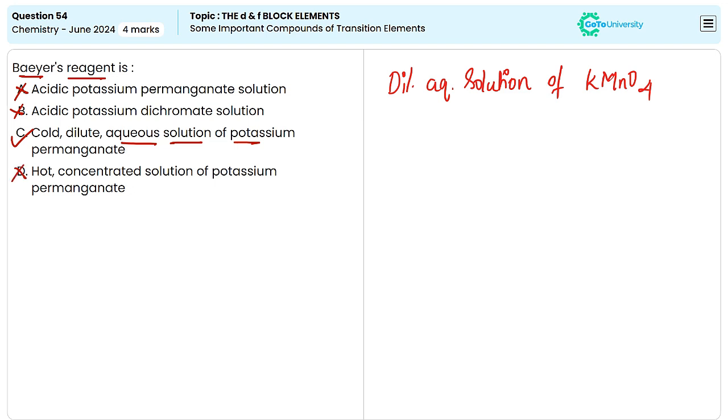That is the concentrated solution of potassium permanganate. So the correct answer is option C.